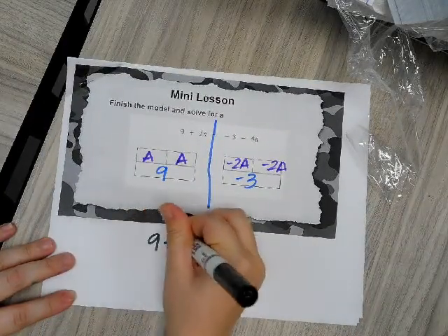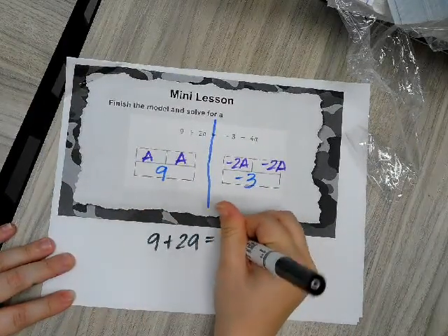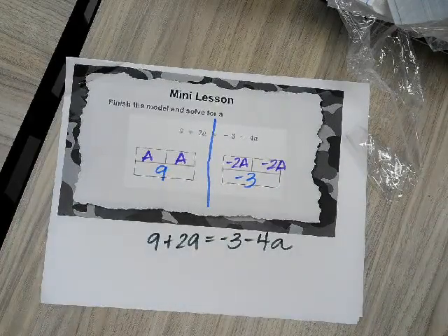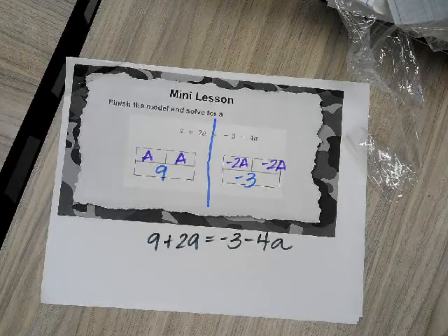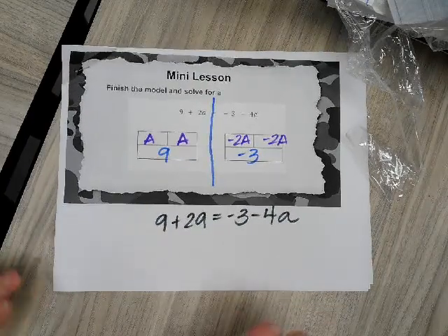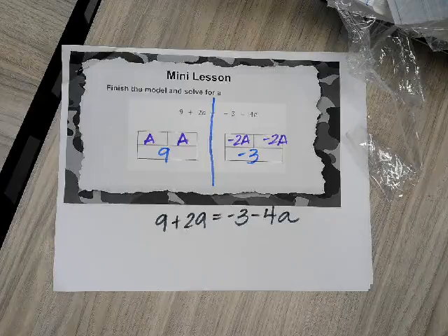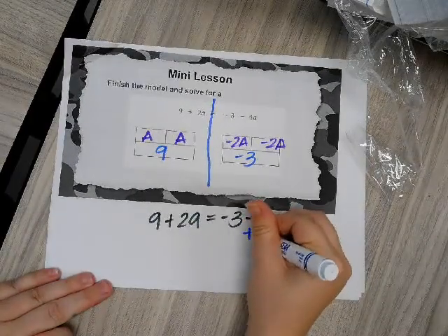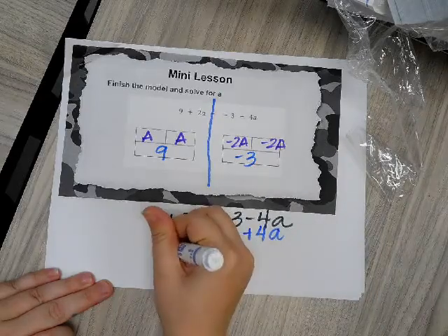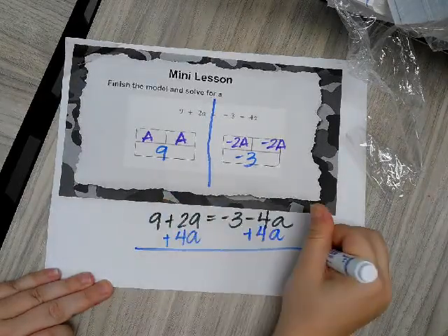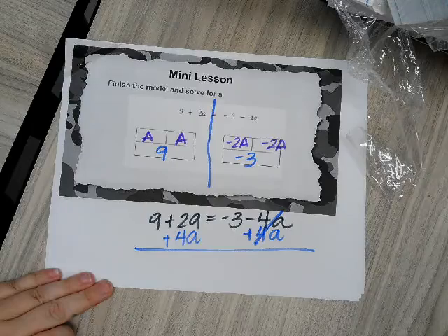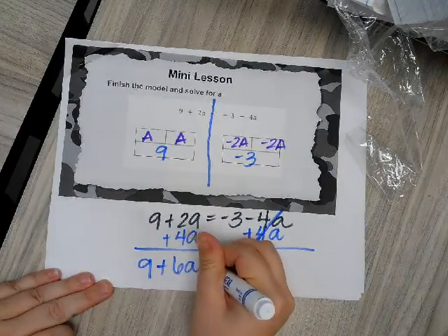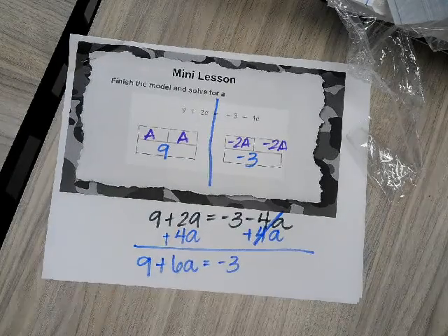So I have 9 plus 2A equals negative 3 minus 4A. I like to move my variables first, and I like to move my smallest one. So my smallest one is negative 4. So I'm going to do the inverse, which is add 4, add 4. My 4's cancel. So we have 9 plus 6A equals negative 3.